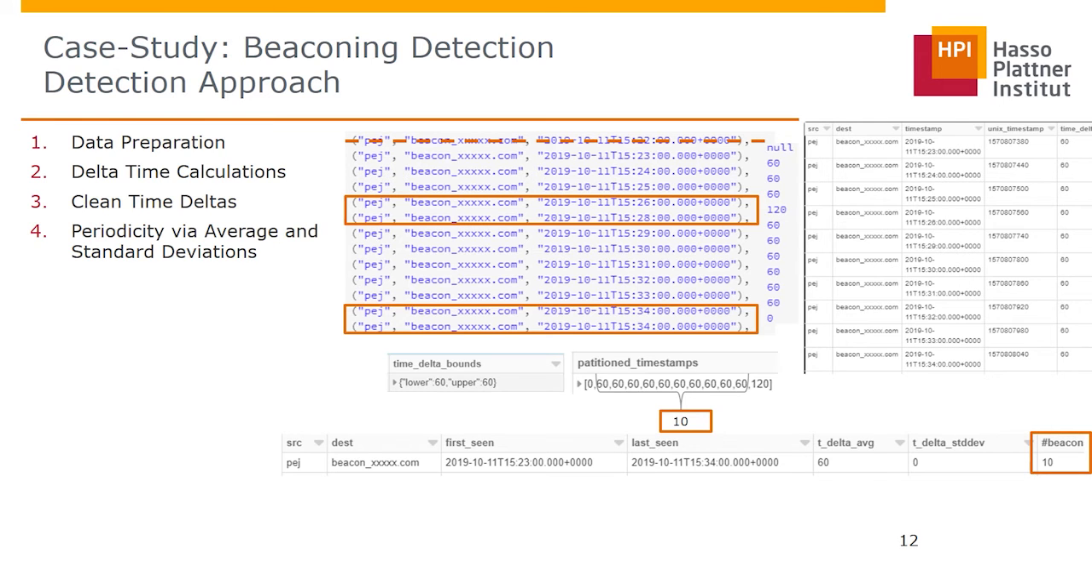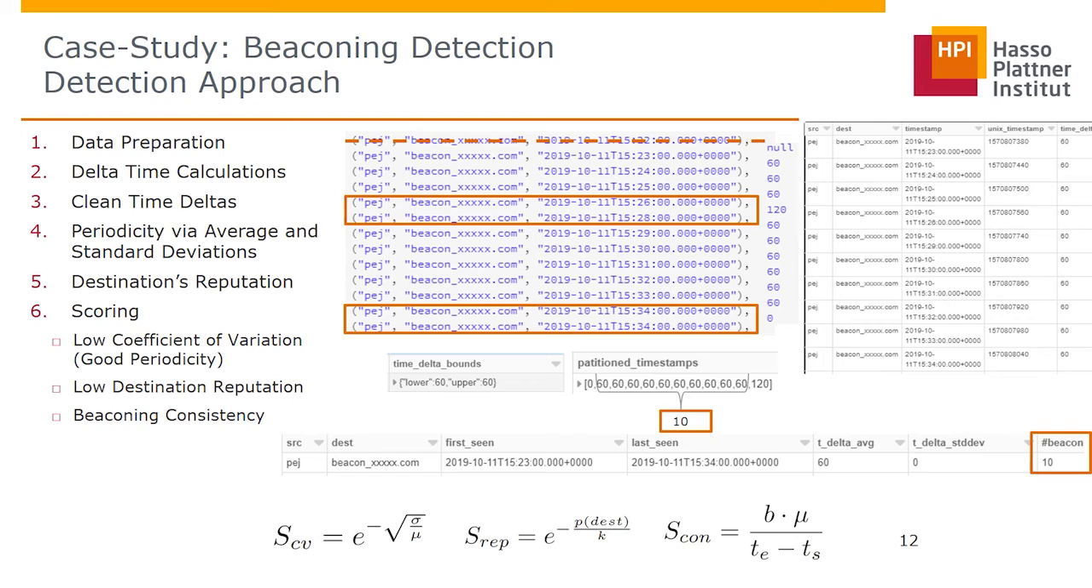We can use the very, very simple idea of calculating the periodicity via average and standard deviation. The lower the standard deviation, the more perfect the periodicity. So meaning that every 60 seconds, this source is connecting to this destination. And we can see that is 10 beacons, perfect. We can calculate some sort of reputation of every destination, which means that, for instance, beaconing x.com is observed only accessed by one source, so therefore let's give it 1.